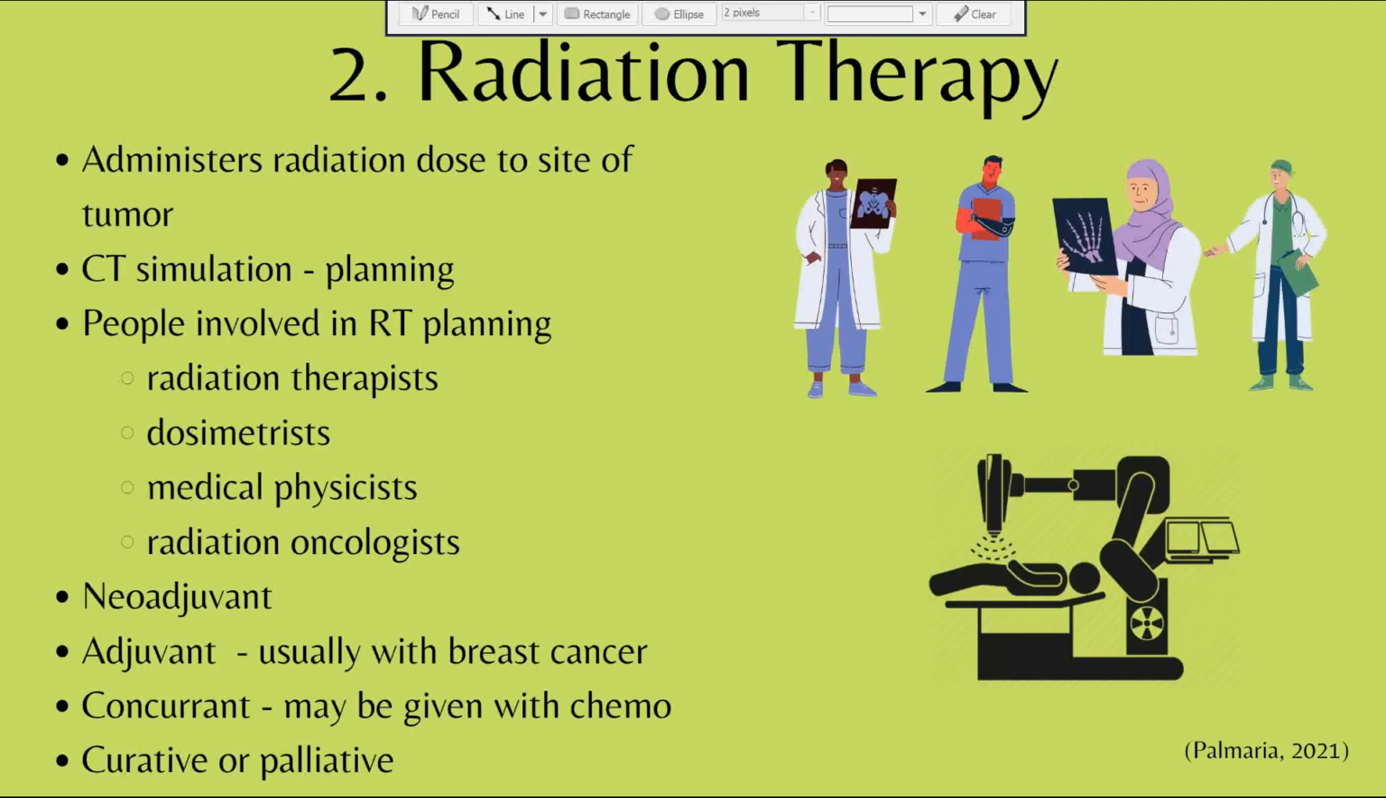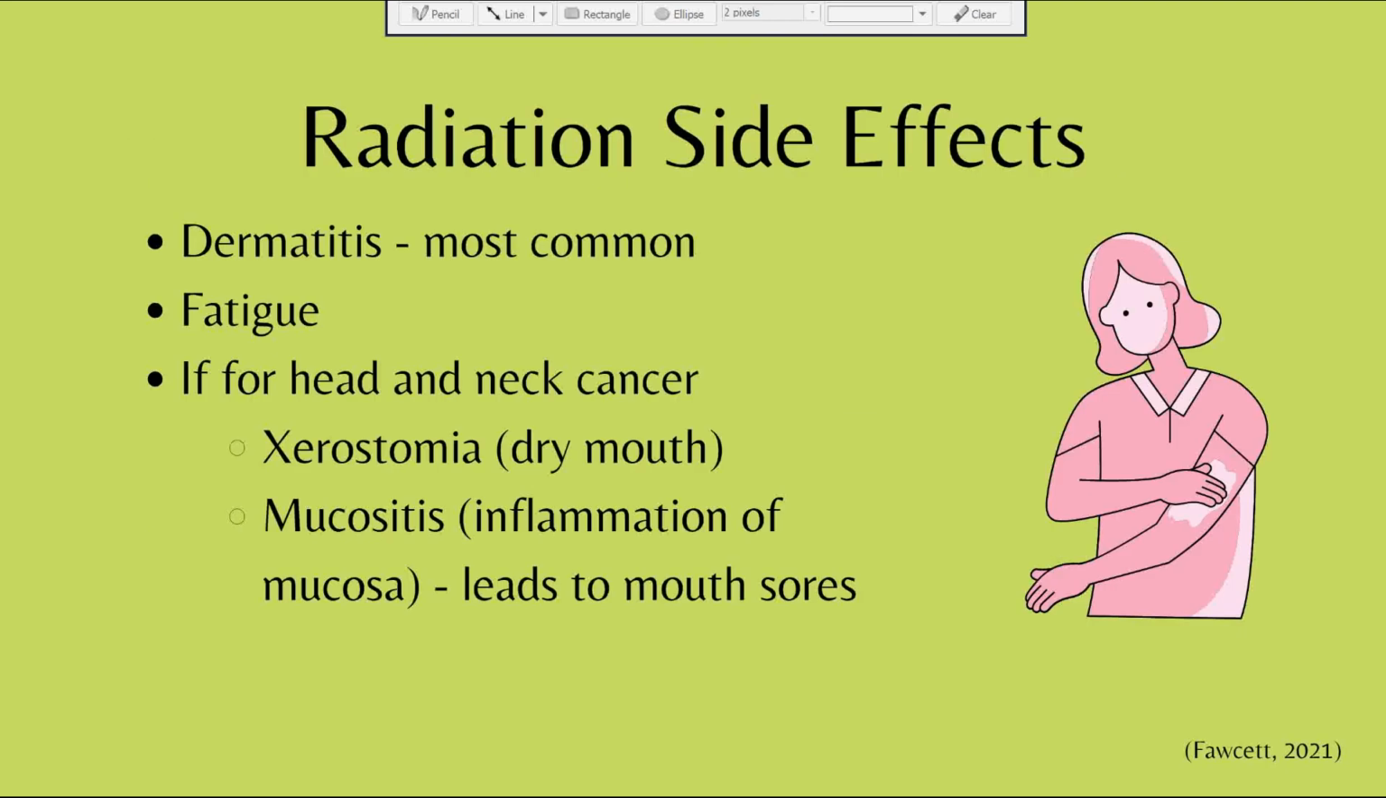The second treatment is radiation therapy, which involves administering the radiation dose to the site of the tumor. Radiation therapy can be given as an adjuvant treatment, which is usually common with breast cancer patients. Since radiation therapy is targeted, unlike chemotherapy, the side effects will happen at the site of treatment. The side effects include dermatitis, fatigue, and xerostomia or mucositis for head and neck cancers.